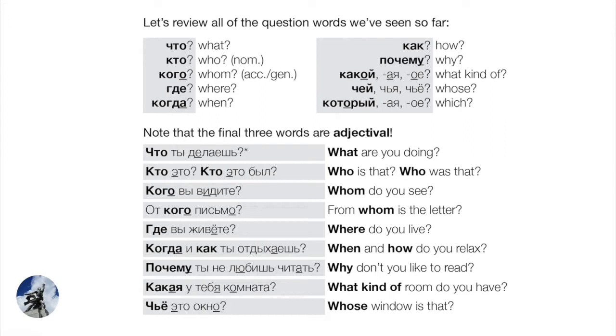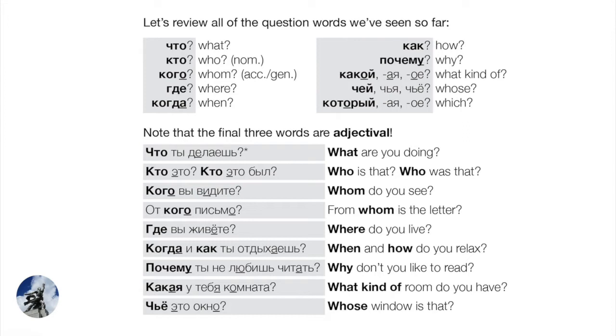Что? Кто? That's the nominative, right? So that's kind of a who in the subject position, like who is that. Кого, remember that's the accusative or the genitive. But most important perhaps is the accusative of who. Whom, for example, whom do you see? Где, когда, как, почему, какой, чей, который. Okay, those final three question words are adjectival.